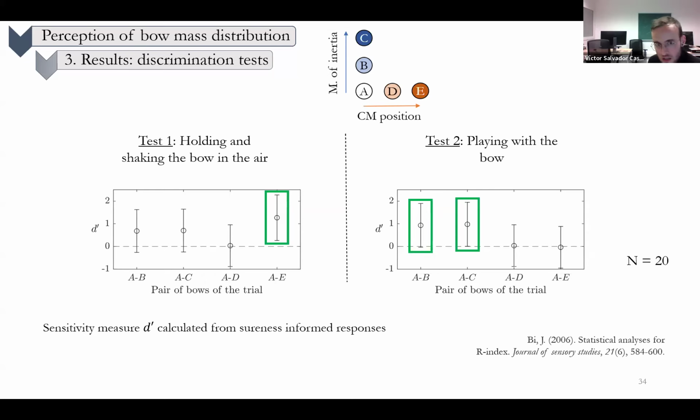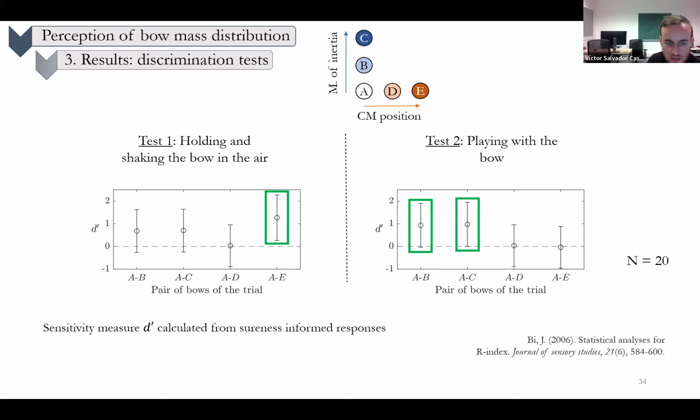And for the second test, which involves playing with the bow, we have bows with different moments of inertia, meaning bows B and C, that were significantly discriminated from the reference bow A. And we cannot say that bows D and E were significantly discriminated in this study.